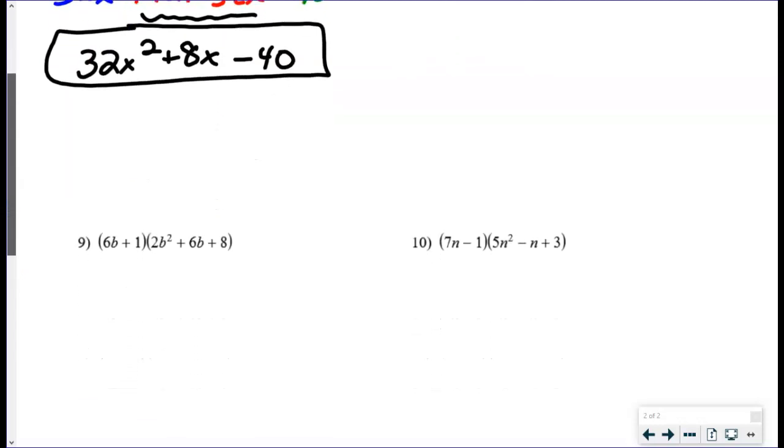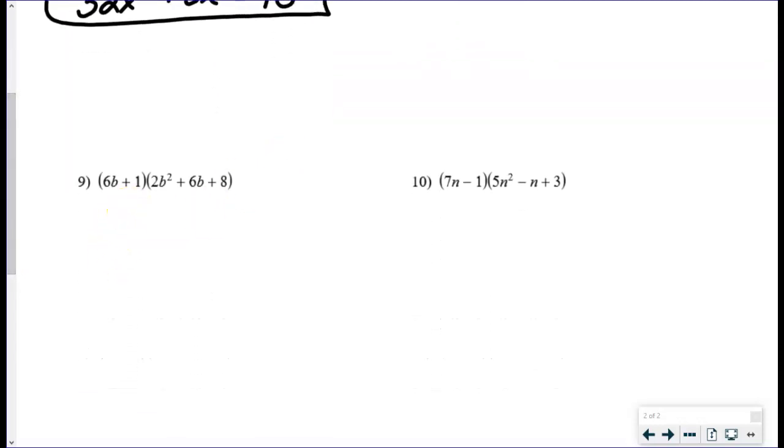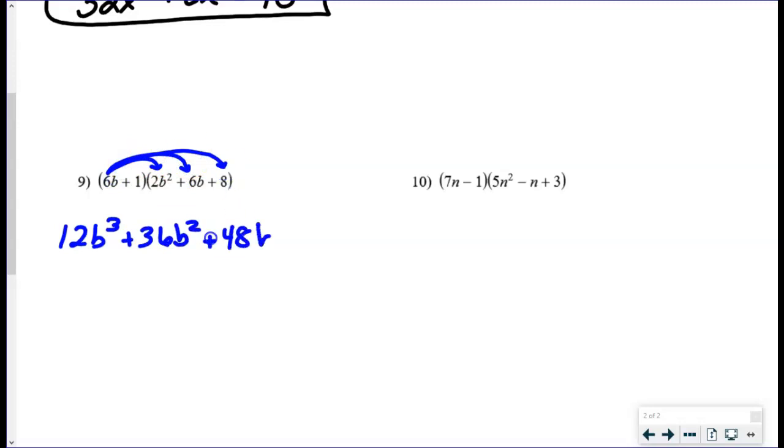So it gets pretty exciting when you have a binomial, this time times a trinomial. So here, when you distribute, you just have more to distribute. So the 6b has to be multiplied by everything in the secondary polynomial. So I'm going to use colors again. 6b times 2b is a 12b to the third. And then 6b times 6b is a plus 36b squared. And then 6b times 8 would be a plus 48b.